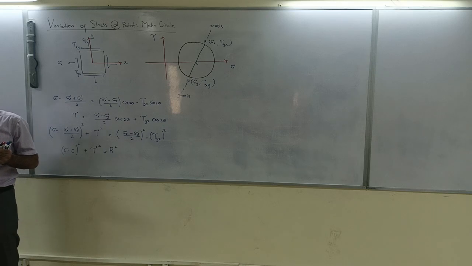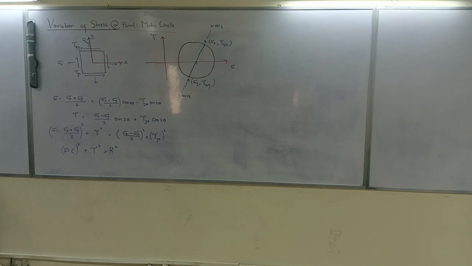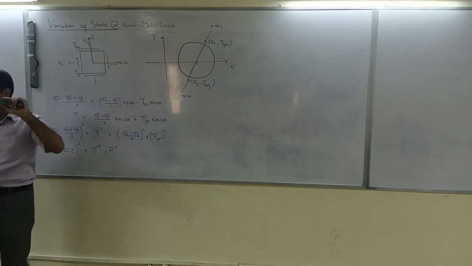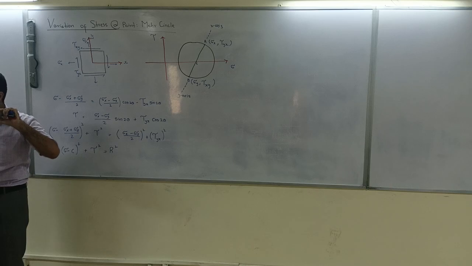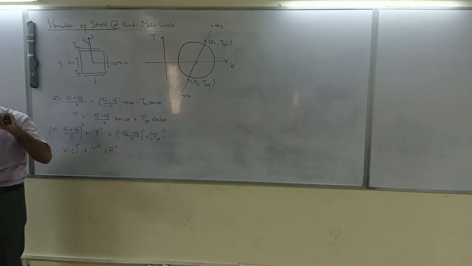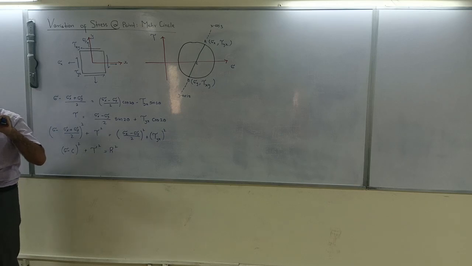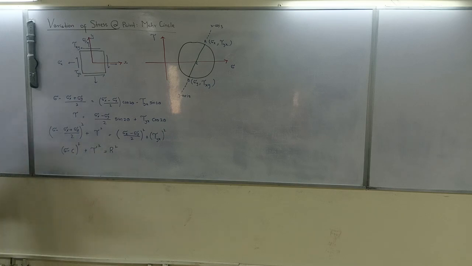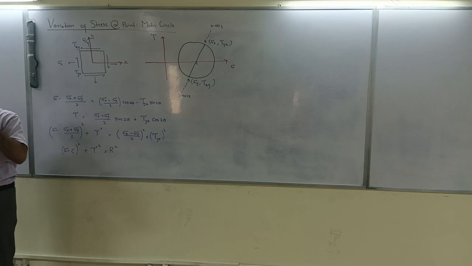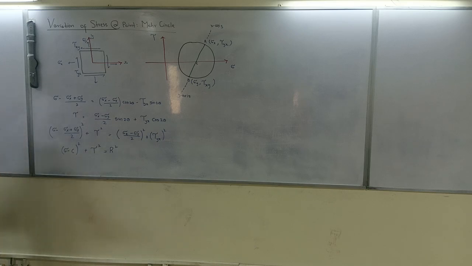So if we pick up a random point in a structure, this is our structure, and we pick up one random point anywhere. At that point we want to study stresses. So we assume that there is a box, and that box has got pair stresses, axial and shear at every face. And if we keep rotating our box, we are trying to find out at which inclination we will have maximum stress.